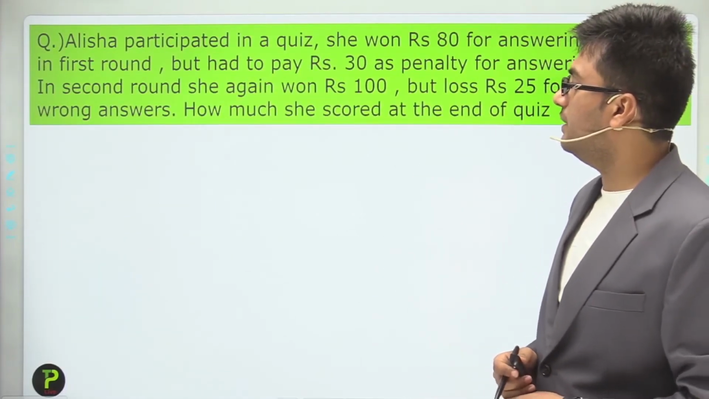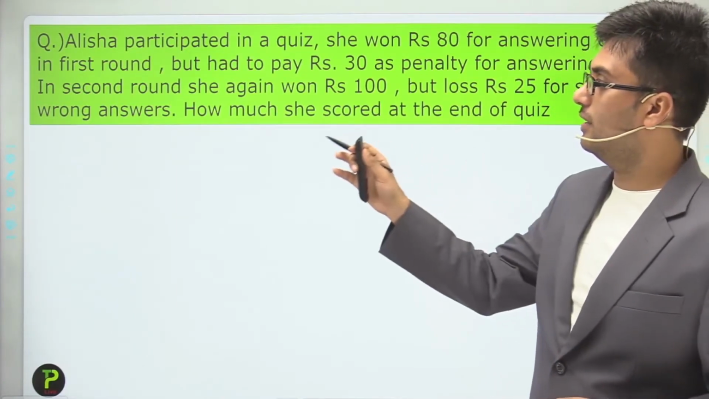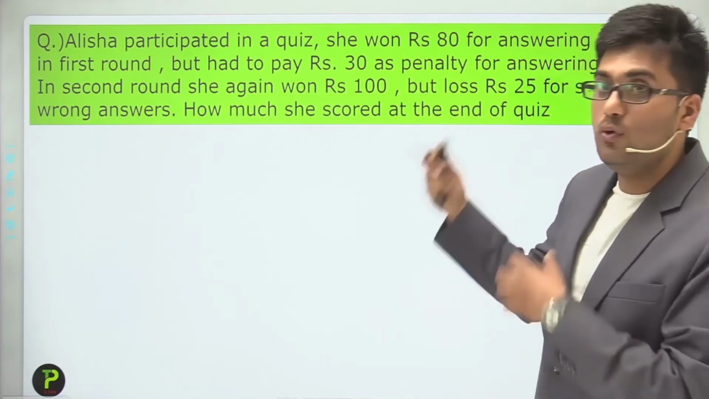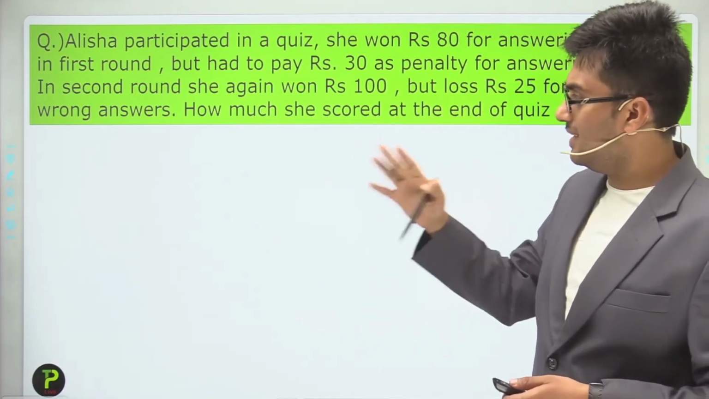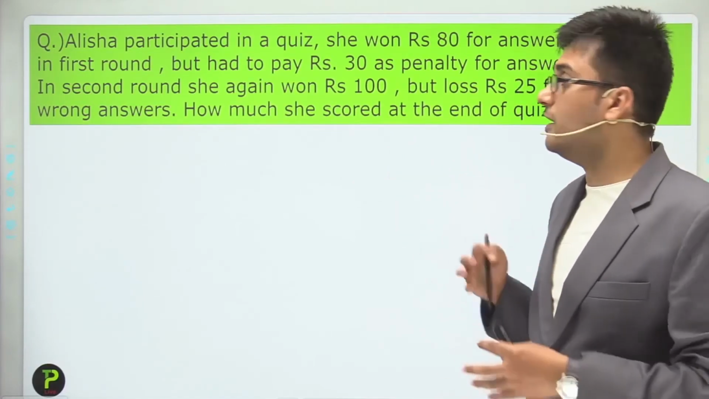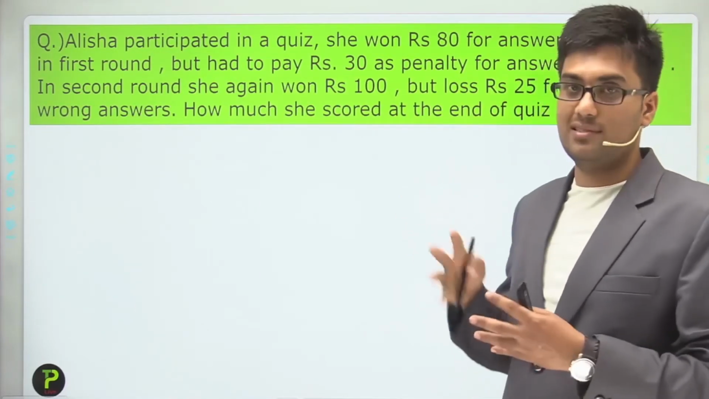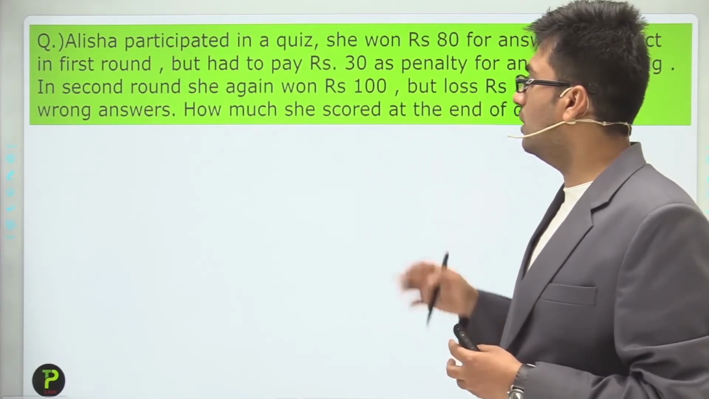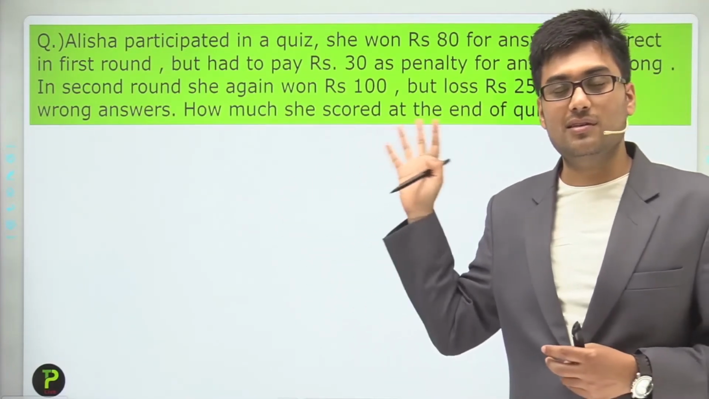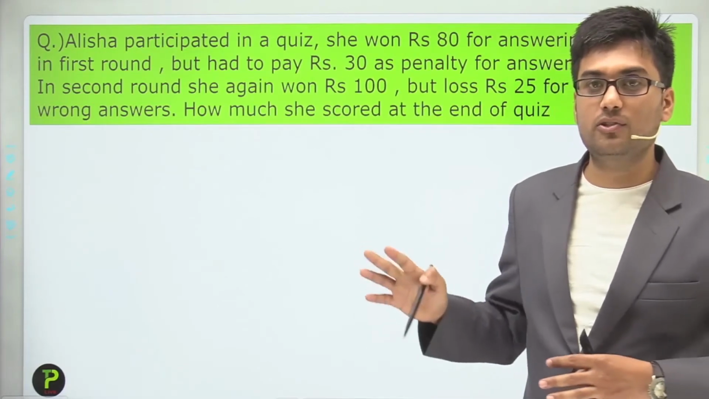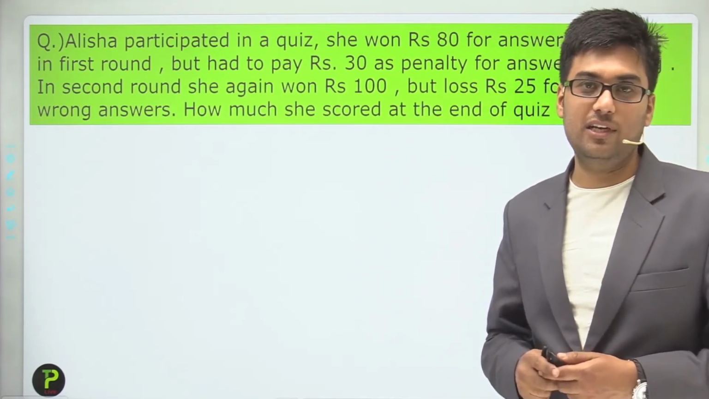Alisha participated in a quiz. She won 84 rupees answering correctly in the first round, but had to pay 30 rupees penalty for answering wrong. In the second round, she again won 100 rupees but lost 225 rupees for some wrong answers. How much did she score at the end of the quiz? So this is a similar question to the previous question. So you have to solve this question yourself. Clear?